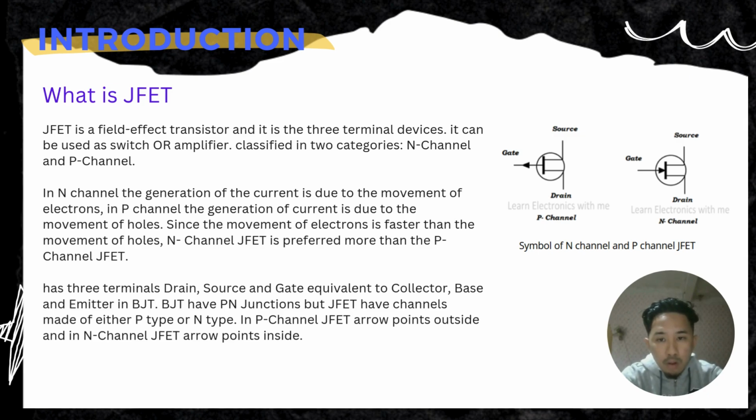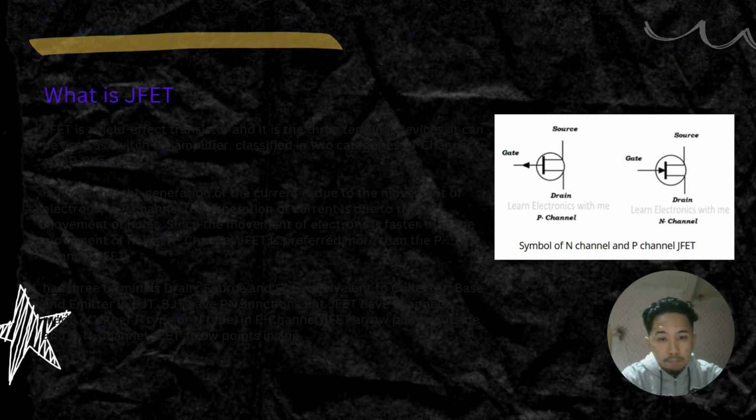Since the movement of electron is faster than the movement of hole, N channel JFET is preferred more than the P channel JFET. JFET has three terminals: drain, source, and gate, equivalent to the collector, base and emitter in BJT. In BJT there is a PN junction, but JFET has a channel made of either P type or N type. In P channel JFET, the arrow points outside and in N channel JFET the arrow points inside.